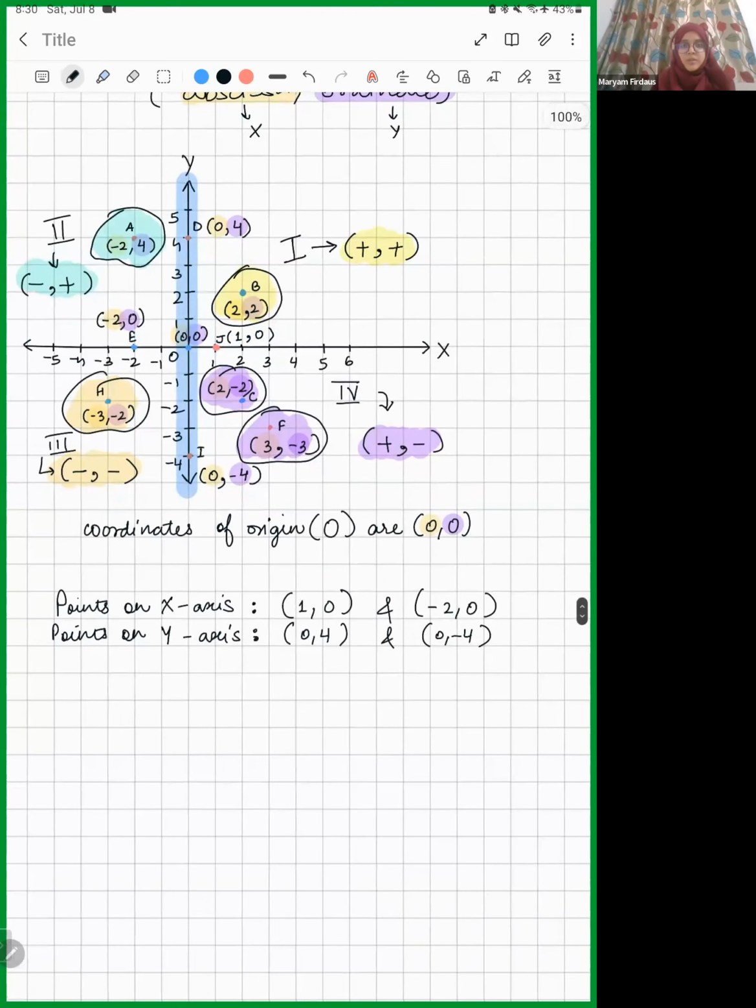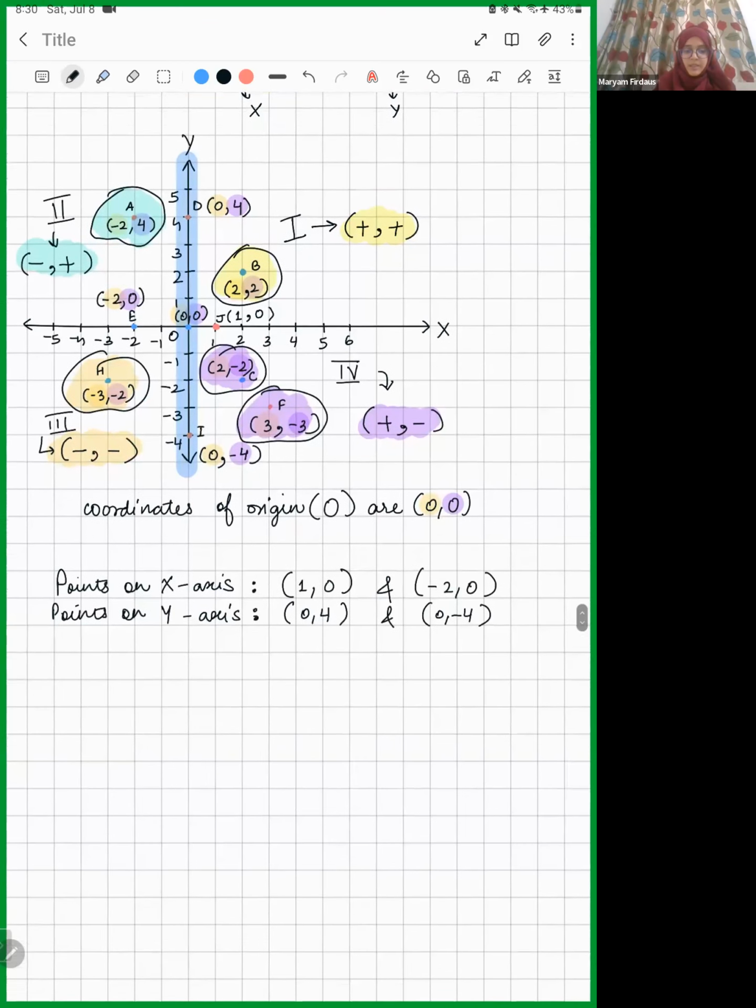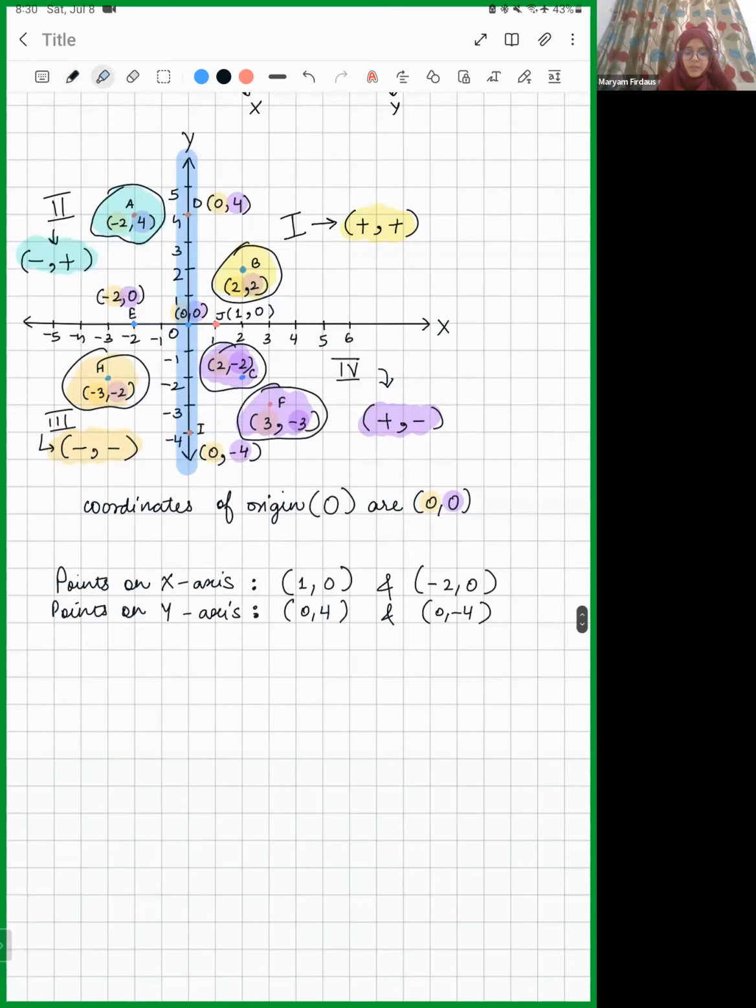Now, Abdul Jabbar, can you tell me something common about these 2 points, points on the x-axis? Are you there, Abdul Jabbar? Yes, ma'am. Can you tell me what's common in these 2 points, the points that are lying on the x-axis? Ma'am, they both have zeros. Even points on the y-axis, they also have zeros.